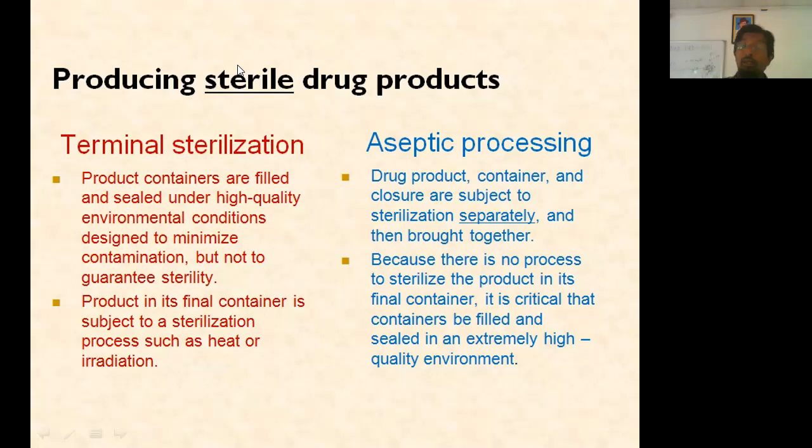So next, you can see terminal sterilization: the product in its final container is subjected to sterilization processes such as heat sterilization or radiation sterilization. In radiation sterilization, which radiations do we use? UV radiations. In heat sterilization, depending on the drug product, we can use either moist heat sterilization using an autoclave, or dry heat sterilization.